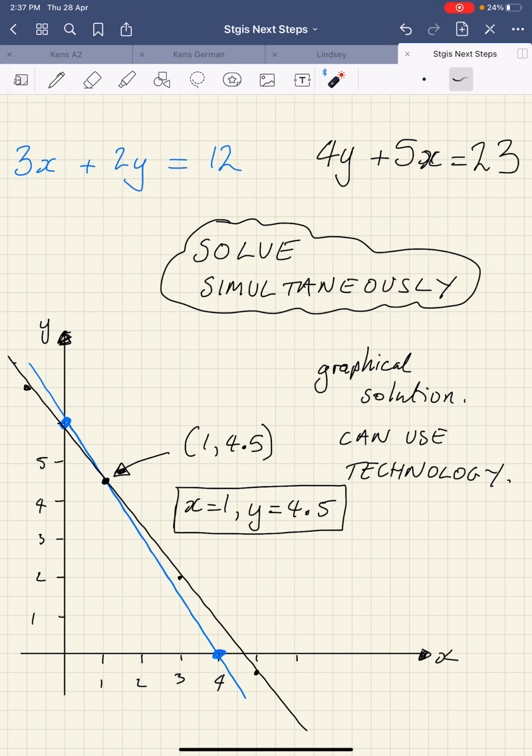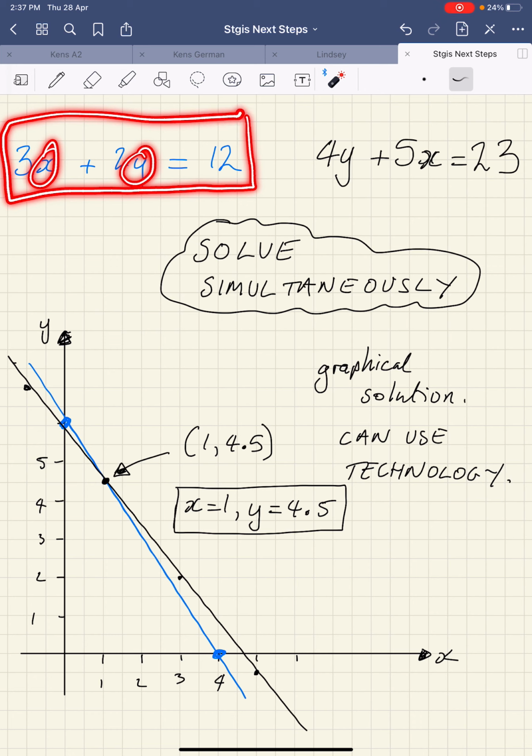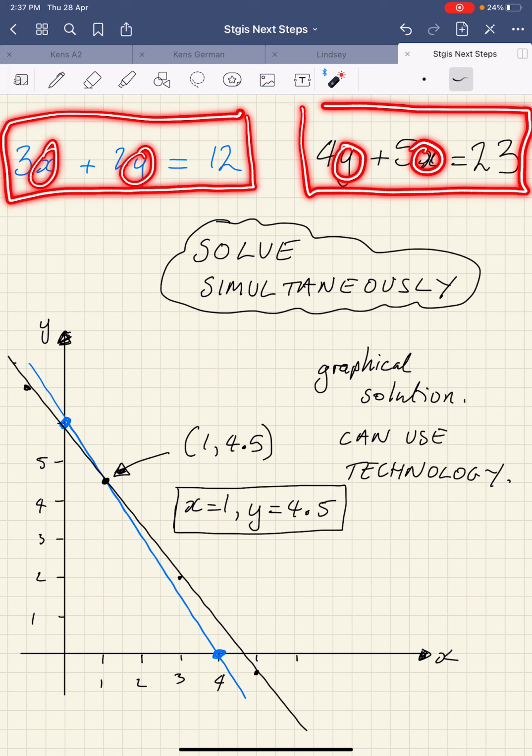So we're looking for numbers for x and for y that satisfy this equation and make it true, and another number for x and y that make this equation true. They satisfy both equations, and it has to be the same x, y pair of numbers for both equations, right? So that's why we say simultaneous, means at the same time.